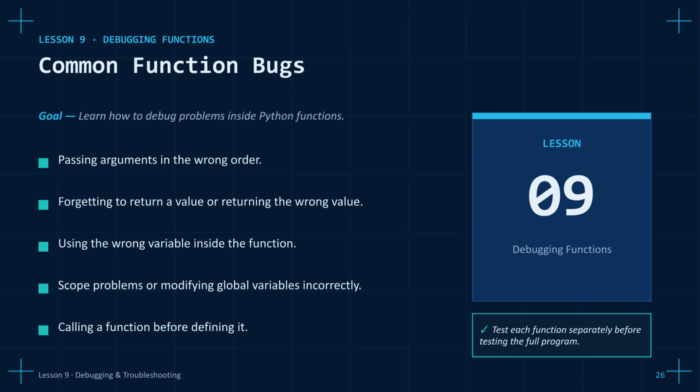Lesson 9 focuses on debugging functions. Common issues include incorrect argument order, missing return statements, wrong variable usage inside the function, and calling functions before they are defined. To debug effectively, test your functions individually in isolation before integrating them into a larger program.